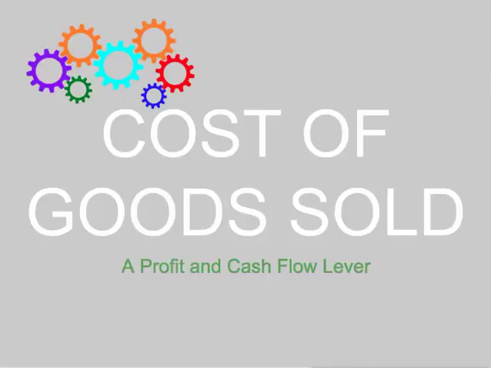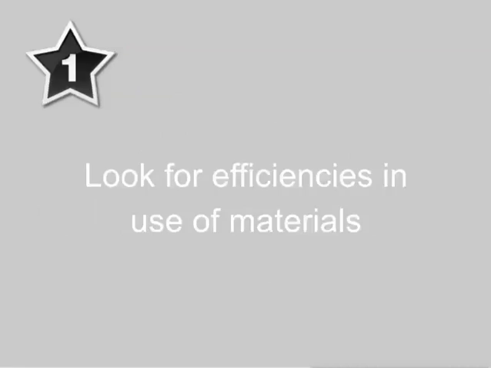And we sometimes call the cost of sales a variable cost of the business because it varies up and down with how much you sell. So these are the things that you use, say the resources that you use directly to make a product in your business. And our first tip is to actually look for efficiencies in the use of materials.